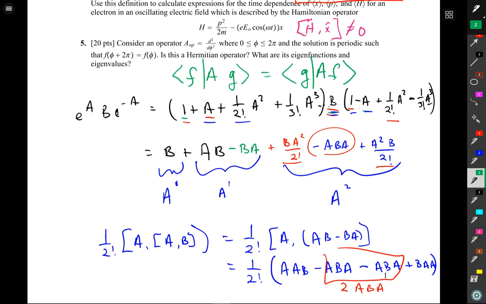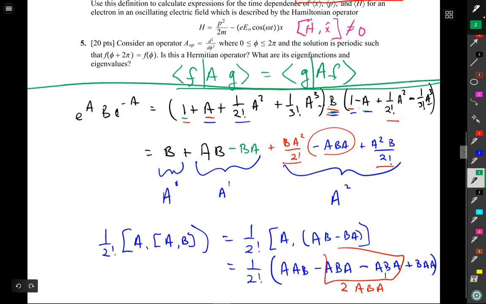All right, the last one. The first step, I'm just going to put a divider there, is to check and show that it's Hermitian, and it is, because otherwise we wouldn't do the rest of it. And so then we're going to say, okay, what are the eigenfunctions and eigenvalues?